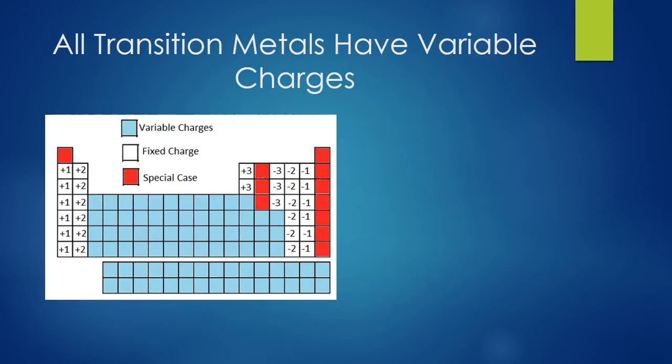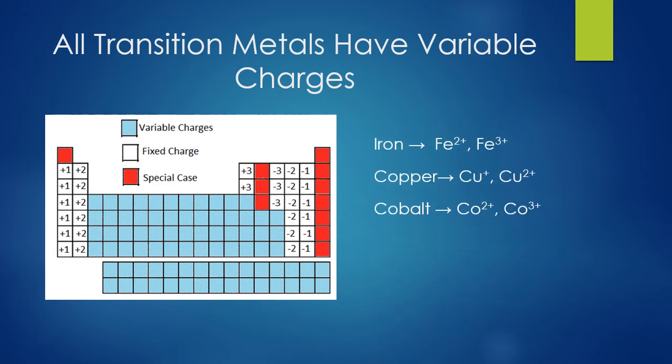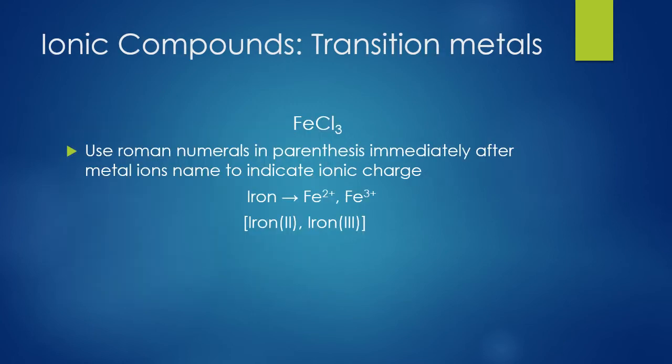So all of those elements in blue. All transition metals have variable charges. What that means is we can't predict what its charge is based off of where it is on the periodic table. For instance, iron can have a +2 charge or a +3. Copper can have a +1 or a +2. Cobalt, a +2 or a +3. There's no rhyme or reason to it just by glancing at the periodic table. There's a deeper way to figure this out.